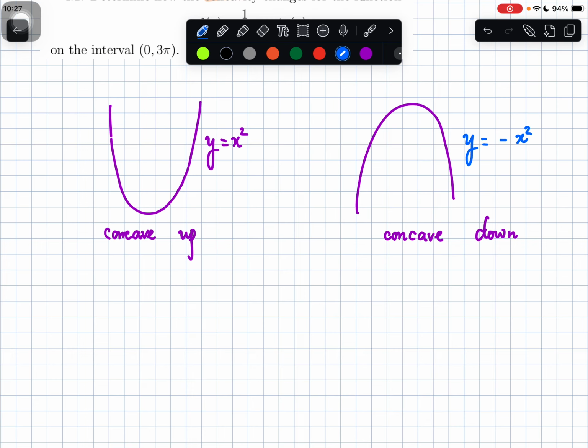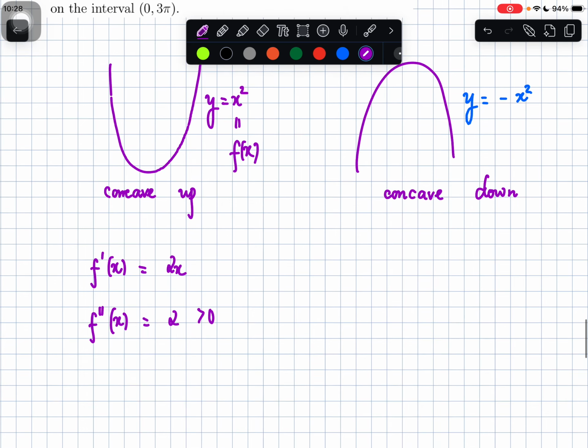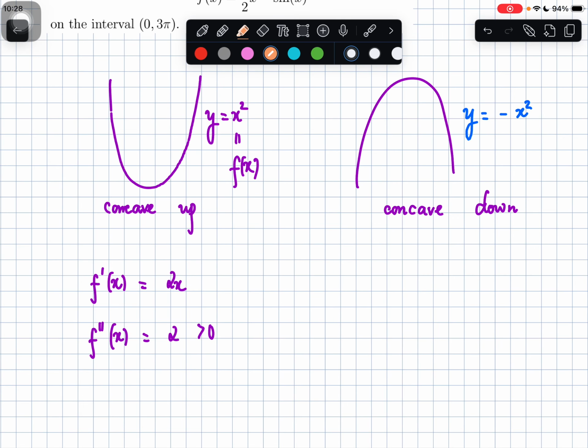So for example, this function, I call it f of x, f of x equal to x squared. F prime of x equal to 2x. F double prime of x equal to 2. This is positive. So next time when you forget this case, concave up, the second derivative is positive.